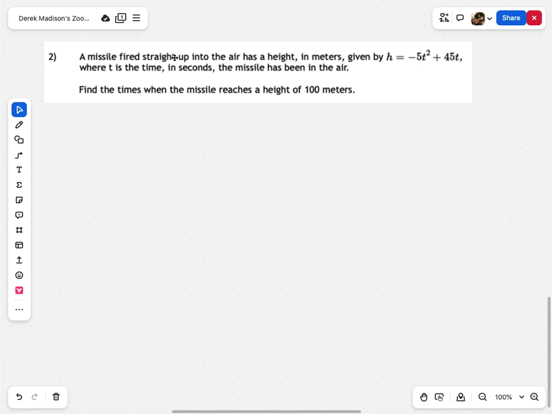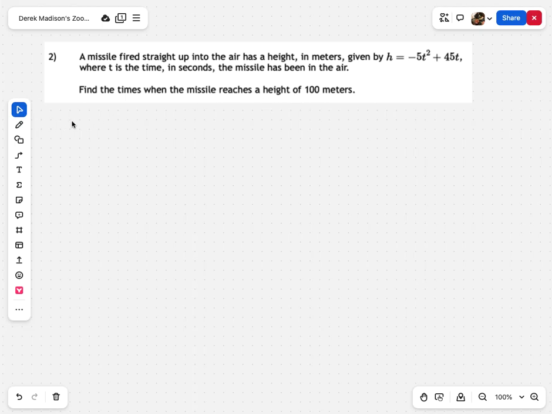This one reads, a missile fired straight up into the air has a height in meters given by this function, where t is the time in seconds the missile's been in the air. So again, we're putting in a time, and it's telling us the height of the missile. Find the times when the missile reaches a height of 100 meters.